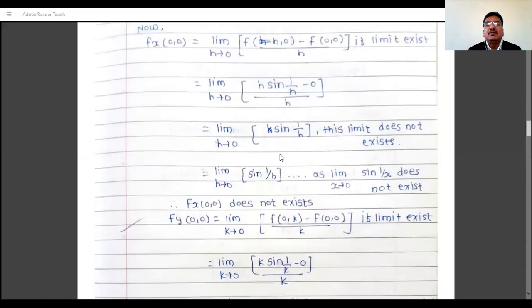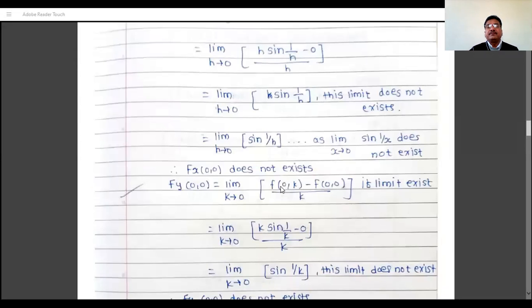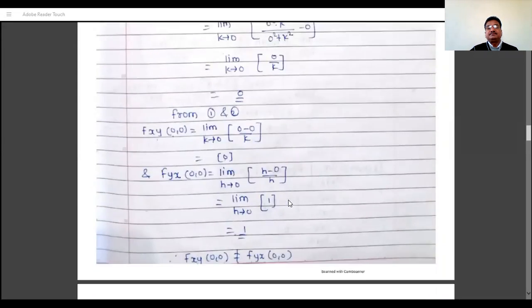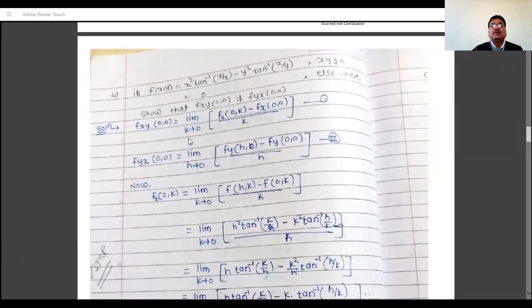Next problem is this. What is the problem? This is the problem. Yes. Fxy is this, then find fxy(0,0) and fyx(0,0). These two are not equal. So fxy(0,0) is what? So here the meaning is what? The fxy meaning is what? The derivative of fx with respect to y.